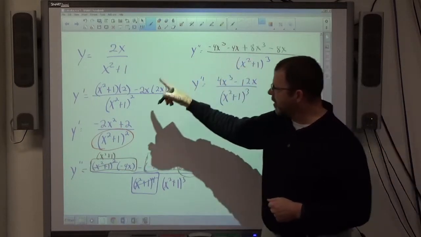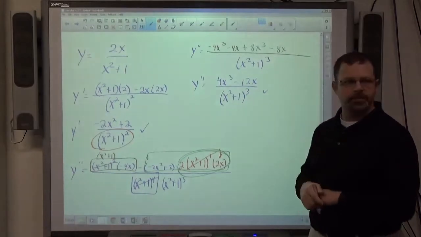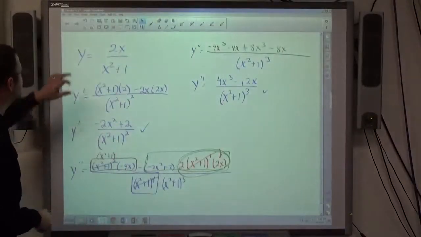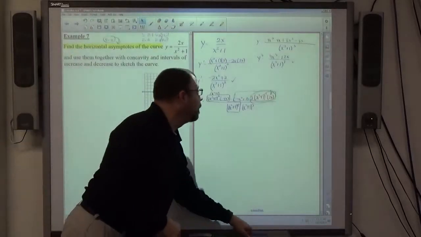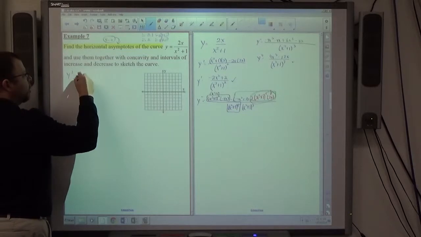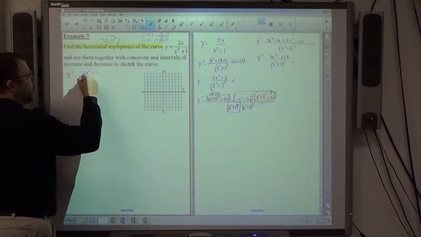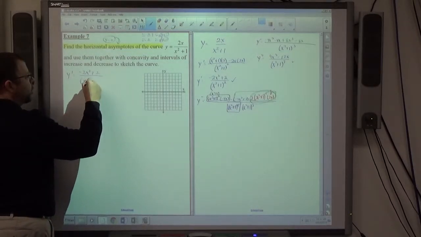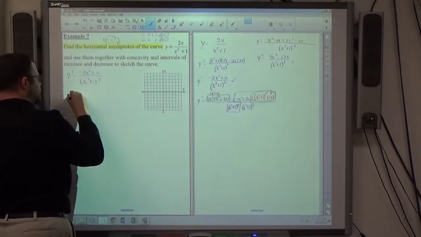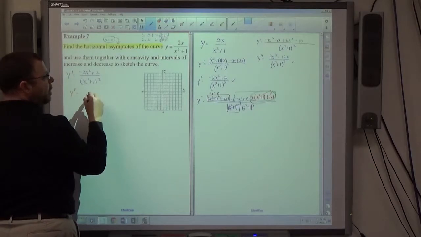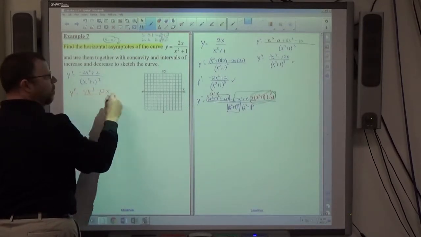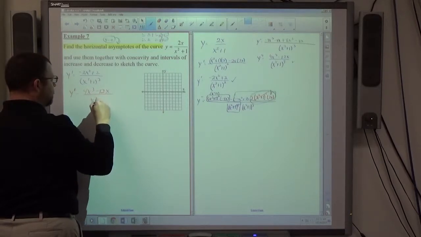So I got a first derivative here, a second derivative here, right? So we're good to go. Everything we need for our stuff is right there. Let me go 2 pages again. Write those down. So y prime is equal to negative 2x squared plus 2 over x squared plus 1 squared. And y double prime is equal to positive 4x cubed minus 12x over x squared plus 1 cubed.